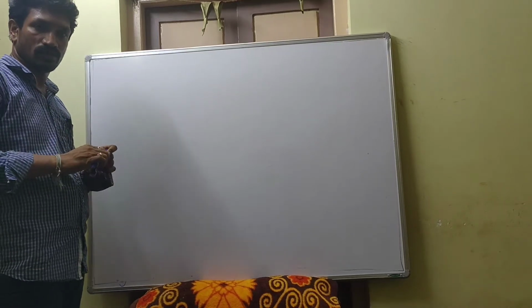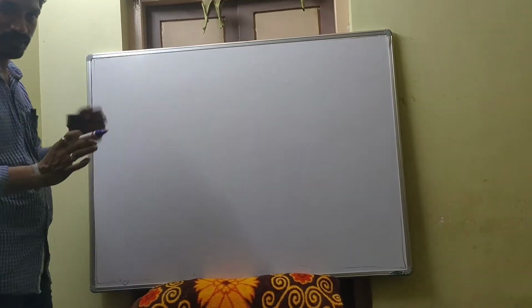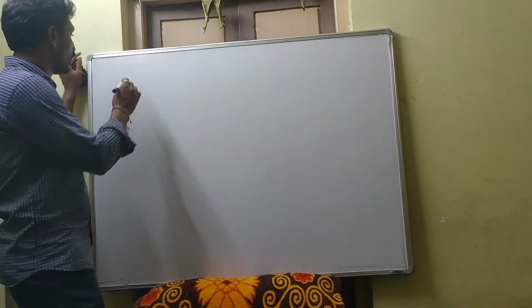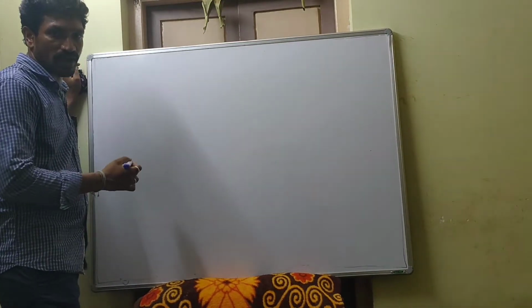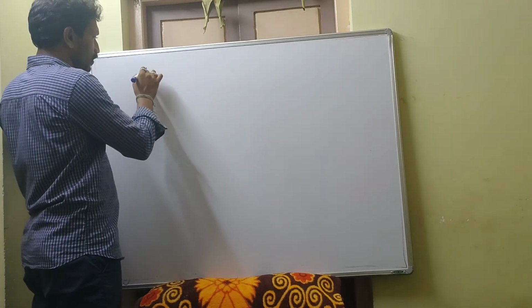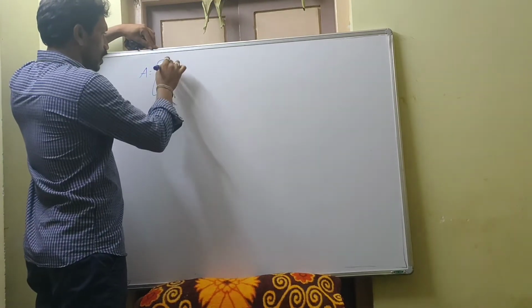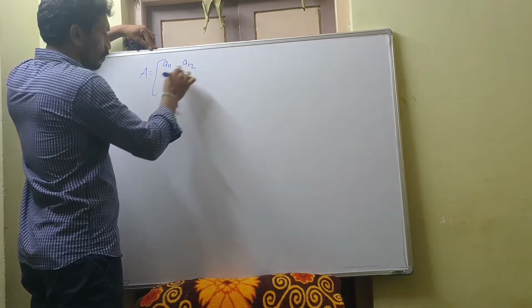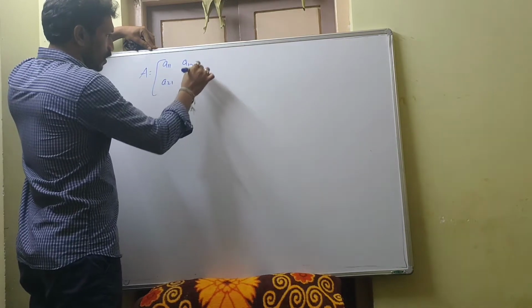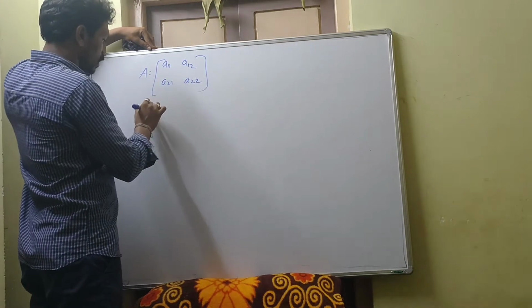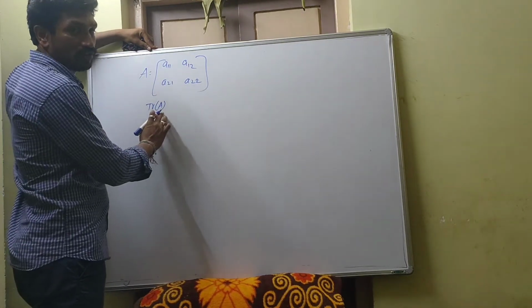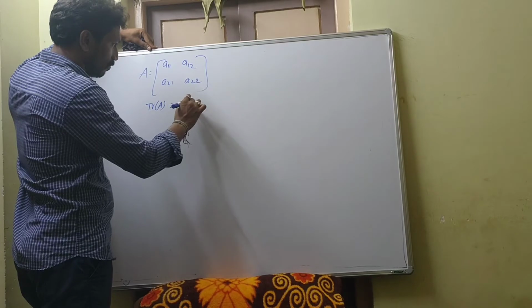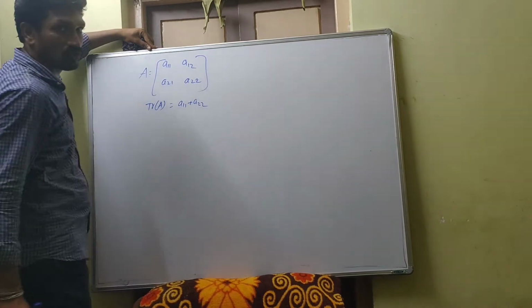Good morning, students. Now we are going to discuss properties of the trace of the matrix. So we know what the trace of a matrix is. Suppose A is equal to A11, A12, A21, A22. Then the trace of the matrix, denoted by TR of A, is equal to A11 plus A22. Already we discussed this.